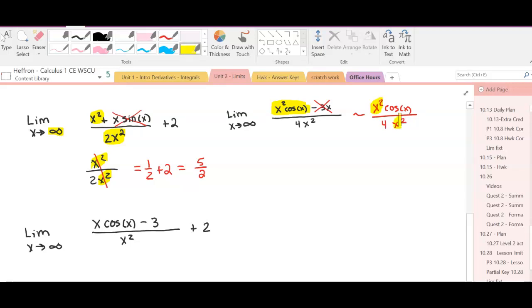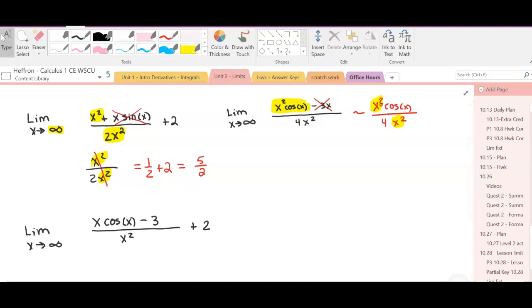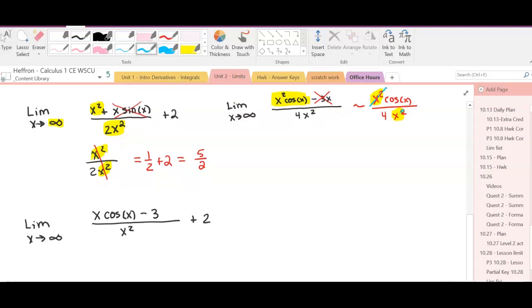Well, as before, our x squared will cancel out. And so we're really saying, hey, what does cosine of x all over 4 look like? What's that going to be out at infinity? Well, cosine looks like this. Because it's divided by 4, the magnitude is just up 1/4 instead of up 1, and this would be -1/4.